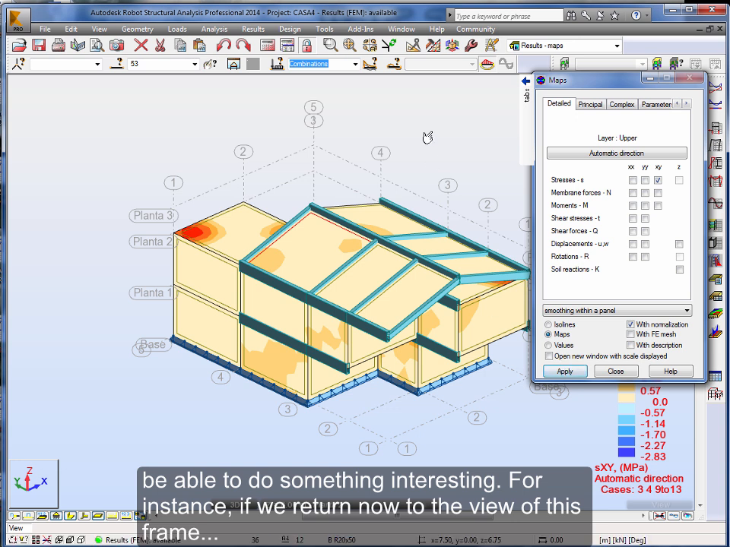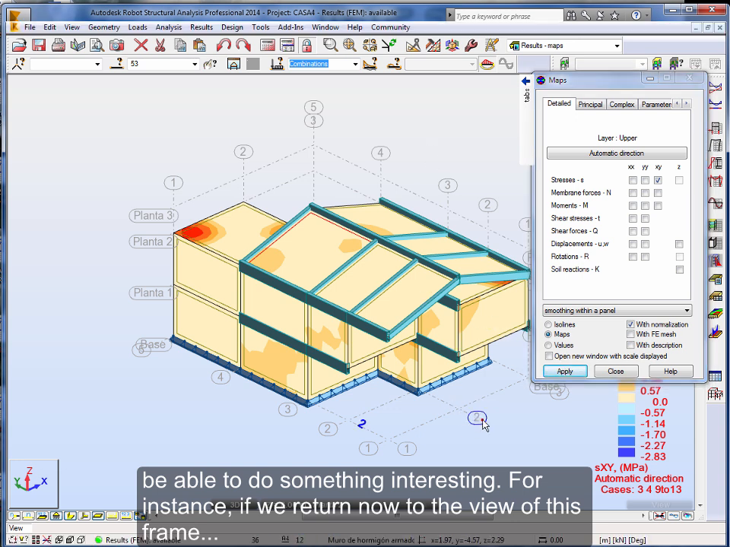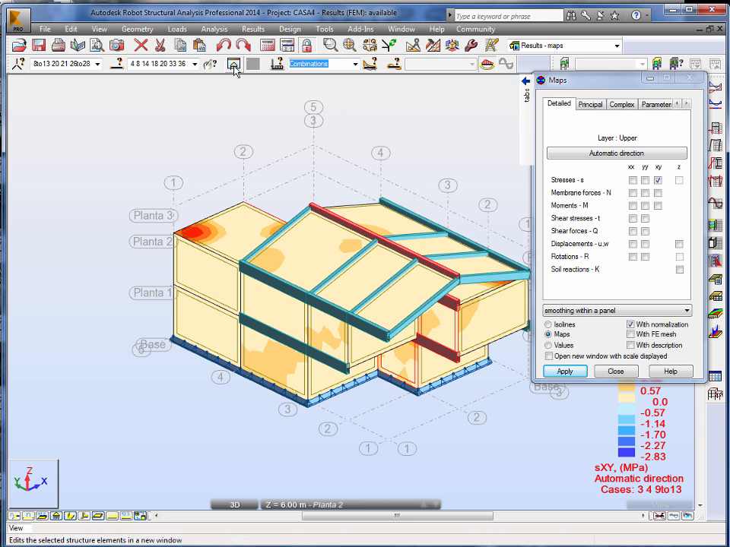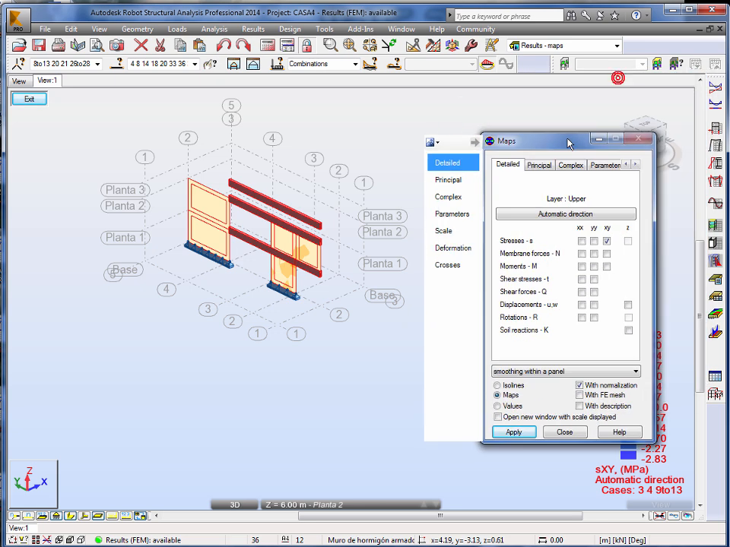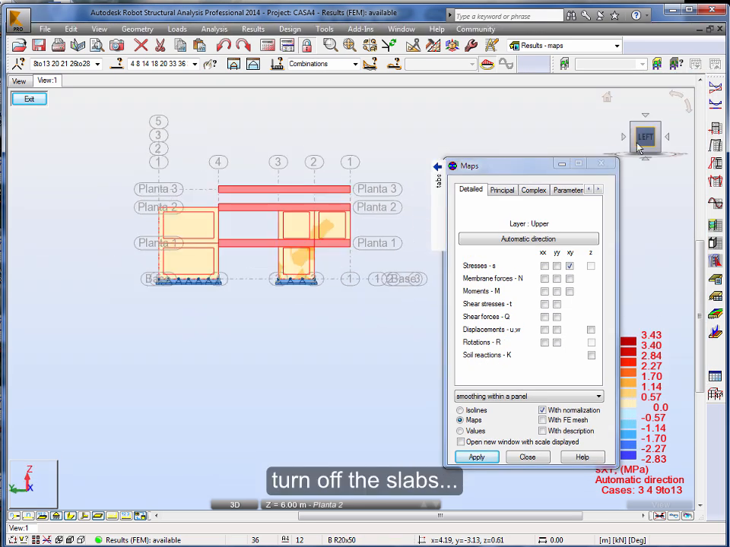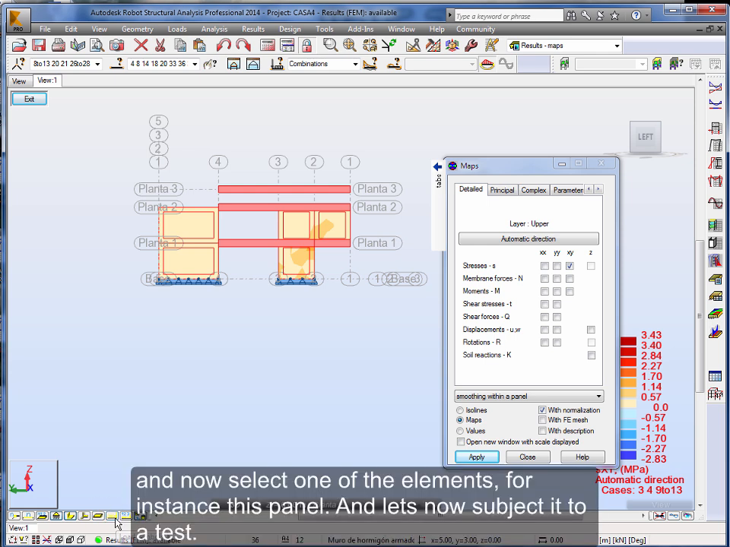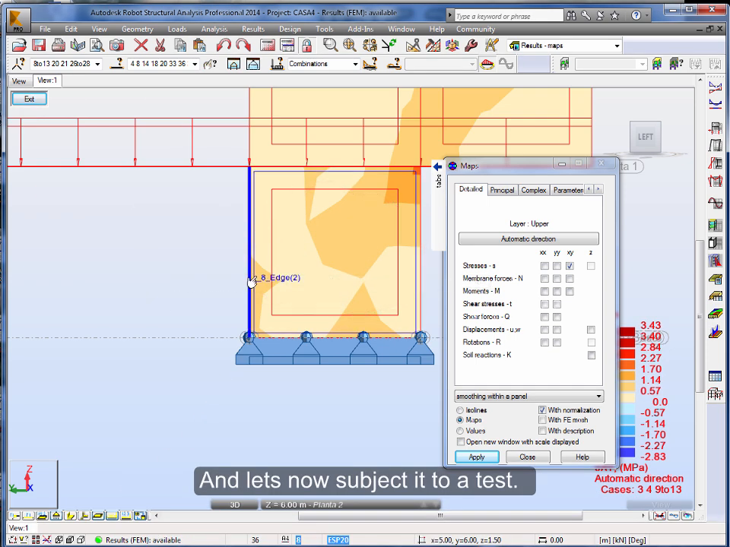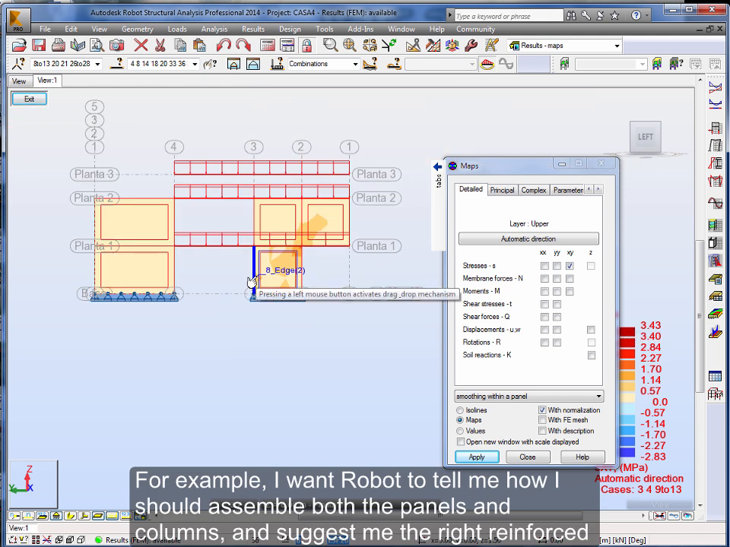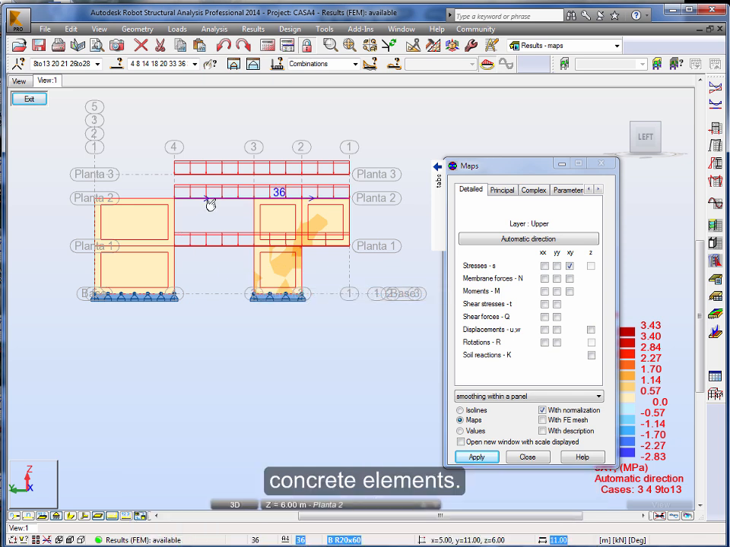For instance, if we return now to the view of this frame. Let's choose a front view. Turn off the slabs. And now select one of the elements, for instance this panel. And let's now subject it to a test. For example, I want Robot to tell me how I should assemble both the panels and columns, and suggest to me the right reinforced concrete elements.